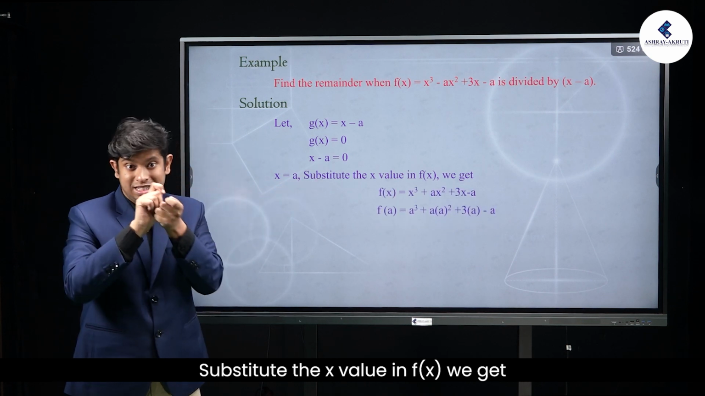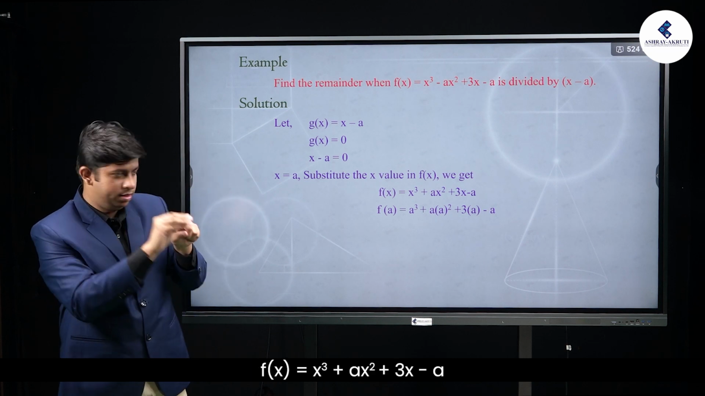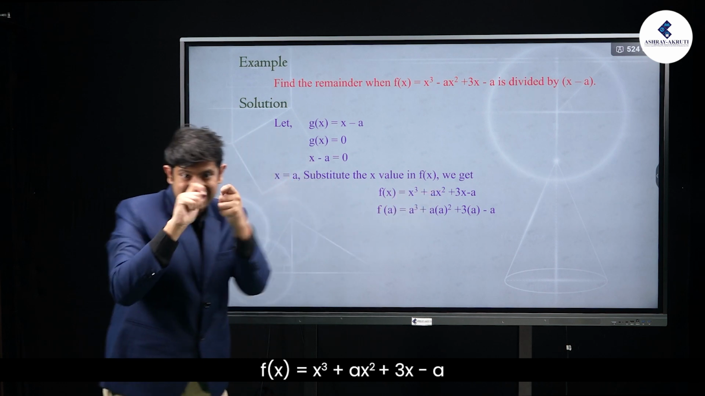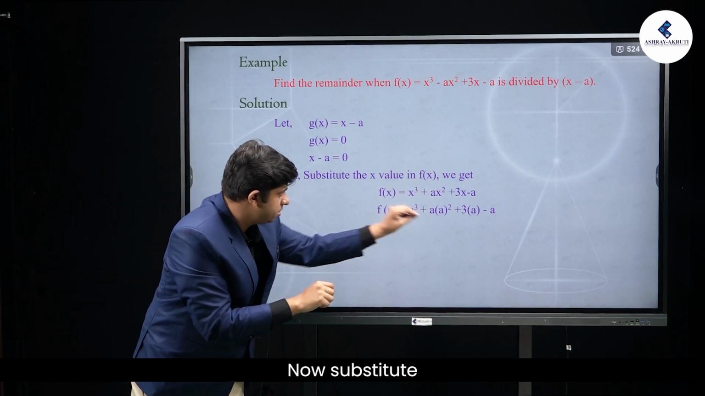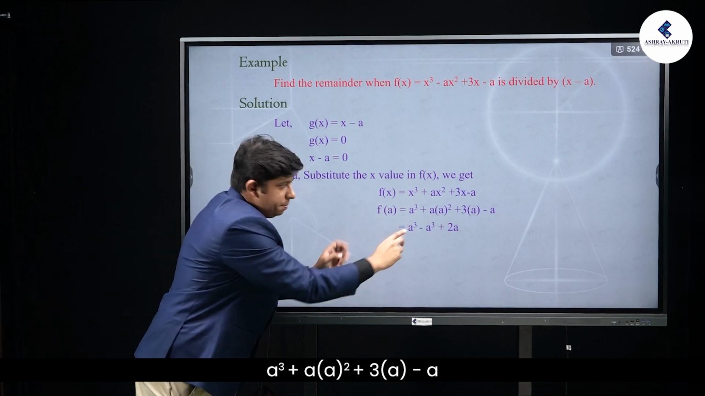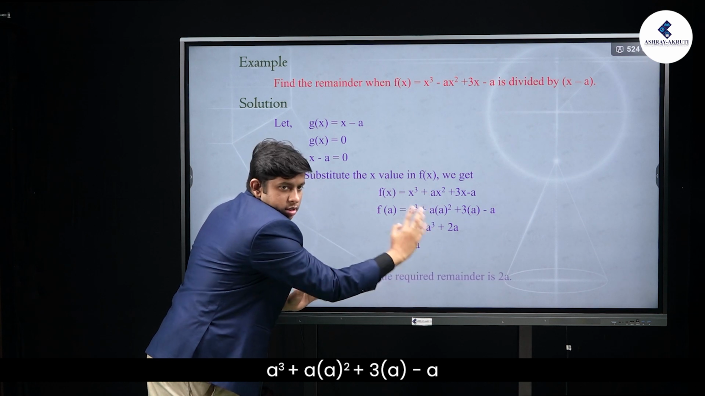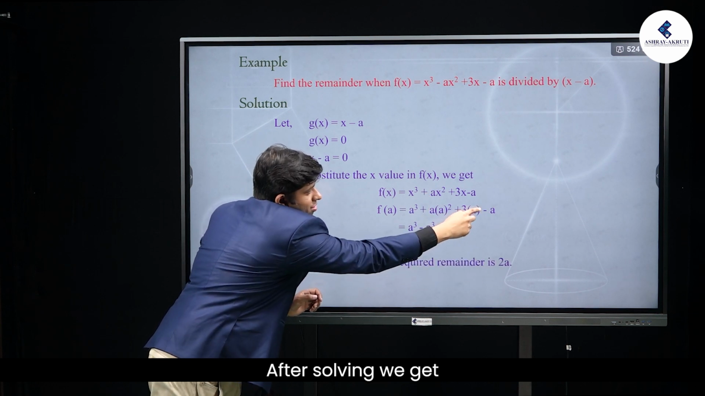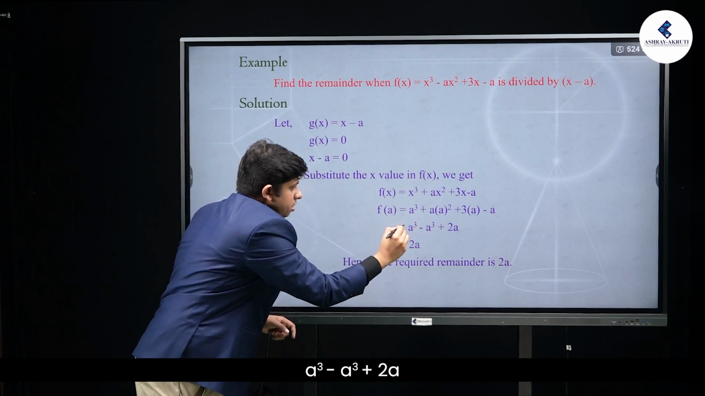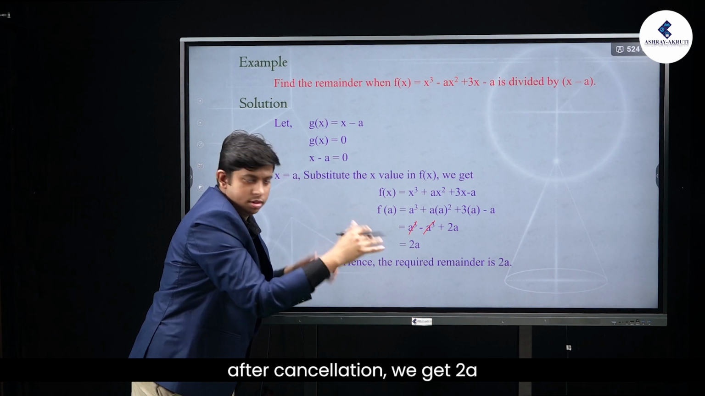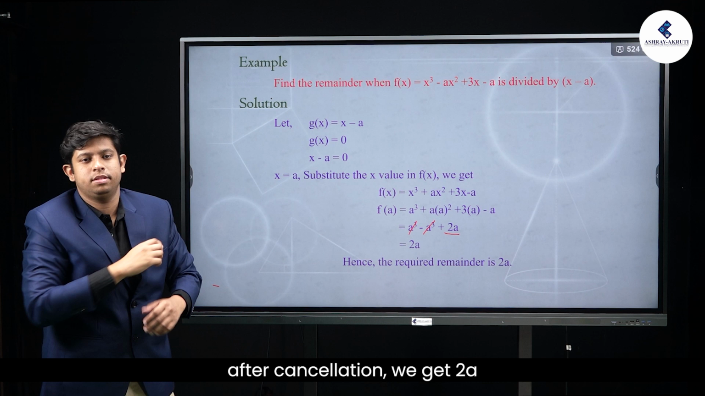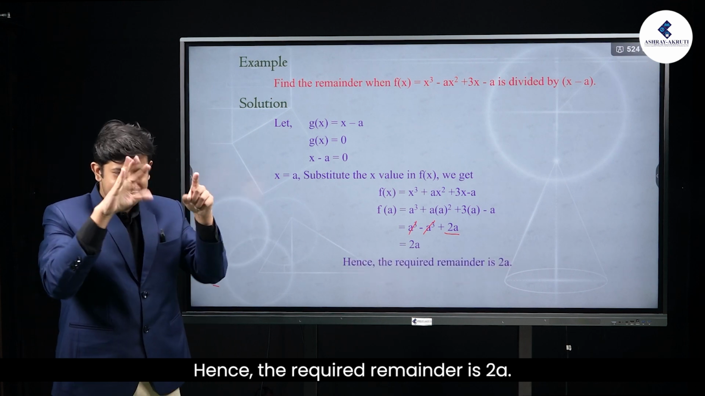Substitute the x value in f of x. We get f of x is equal to x cube plus ax square plus 3x minus a. Now substitute a value in place of x. We get a cube plus 3 into a square plus 3a minus a. After solving, we get a cube minus a cube plus 2a. After cancellation, we get 2a. Hence, the required remainder is 2a.